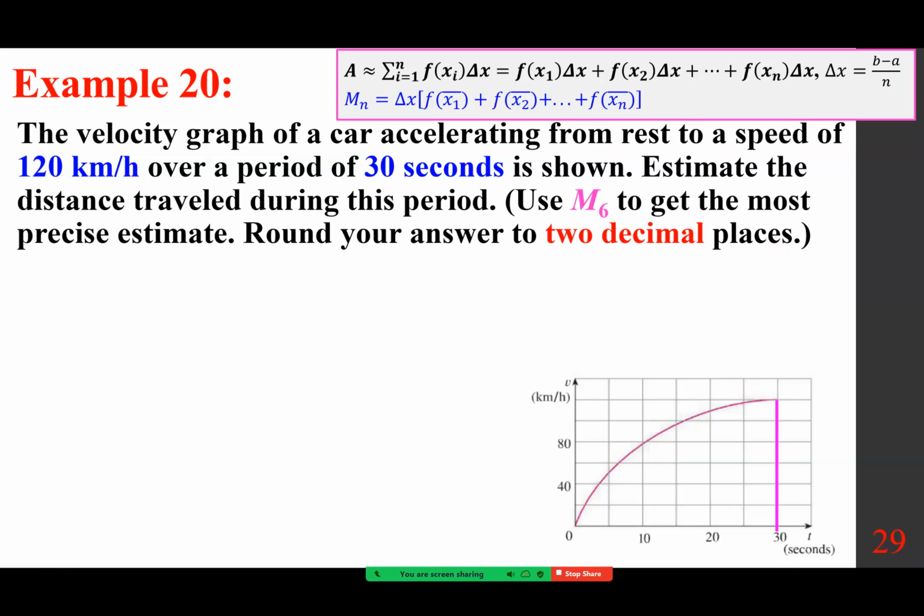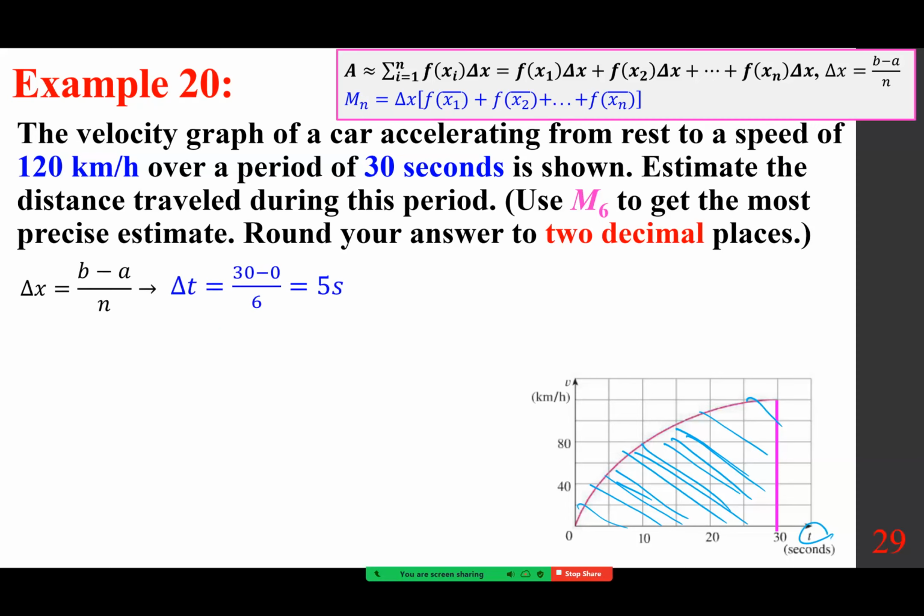This is the area under the curve, which represents the distance. So how do you find this area? Well, since they said M sub 6, that means n is 6. So first, let's calculate delta x, which is (b minus a) over n. And now we're going to call it delta t, because this is not x, this is t. Delta t is (30 minus 0) divided by 6, which is 5 seconds.